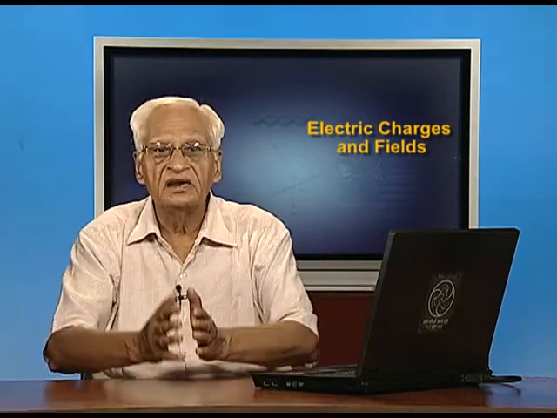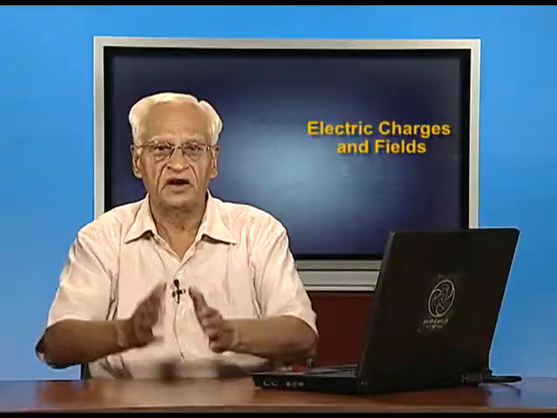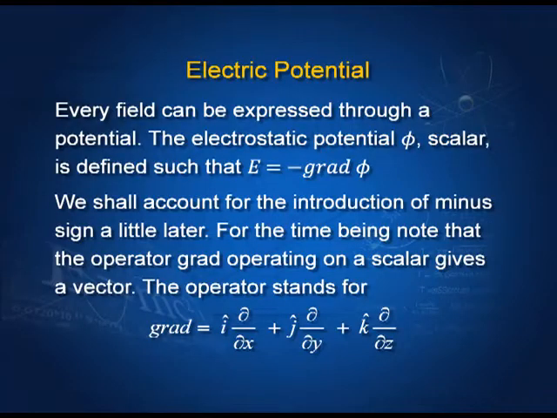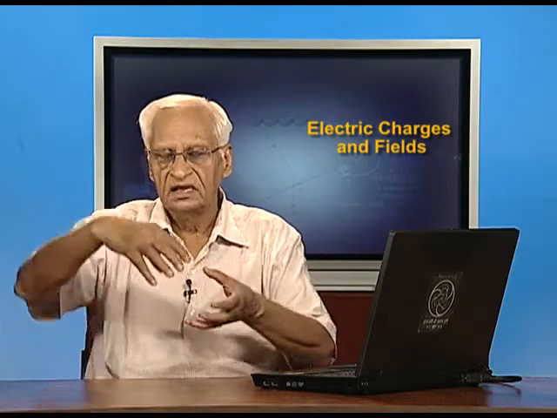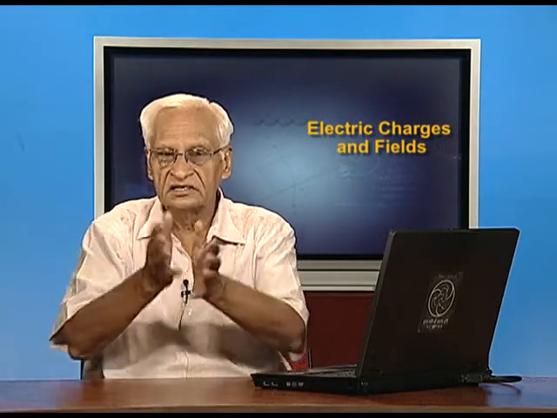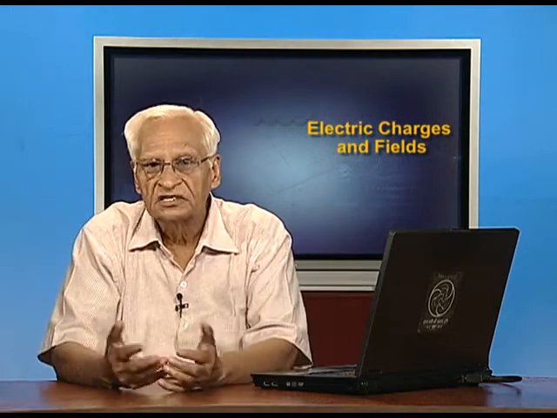Now, every field is defined in terms of a potential. So, whenever there is a field, we can define a potential, and the definition is this: E is equal to minus grad phi, where grad is a quantity given by i delta by delta x plus j delta by delta y plus k delta by delta z. However, if there is spherical symmetry, that nothing changes if you rotate something around theta or around phi, that however you rotate, you see the same thing, that is called spherical symmetry.